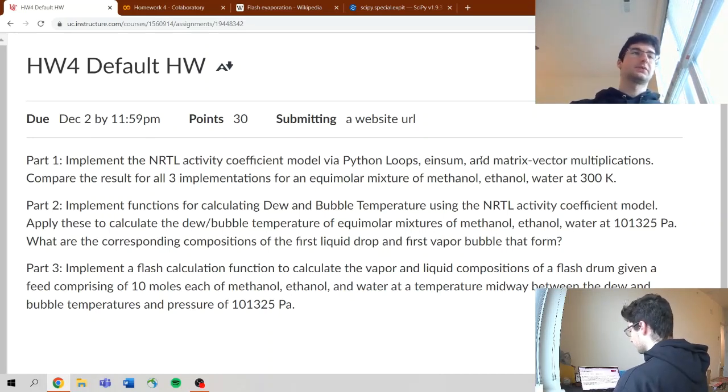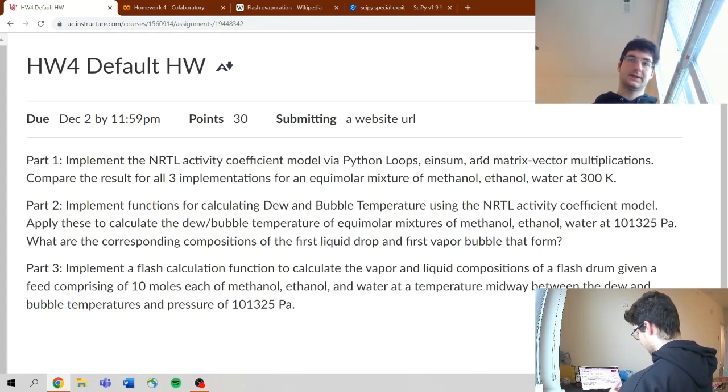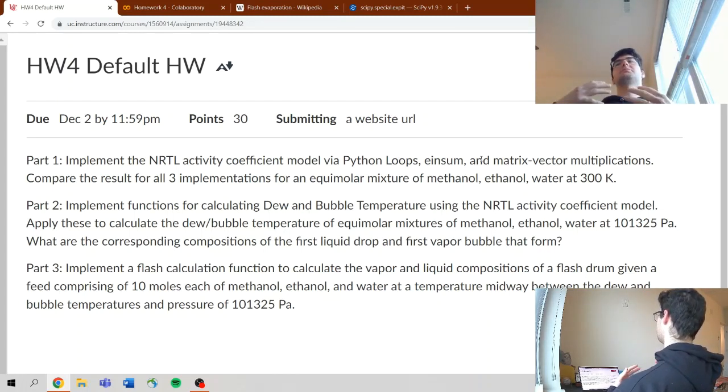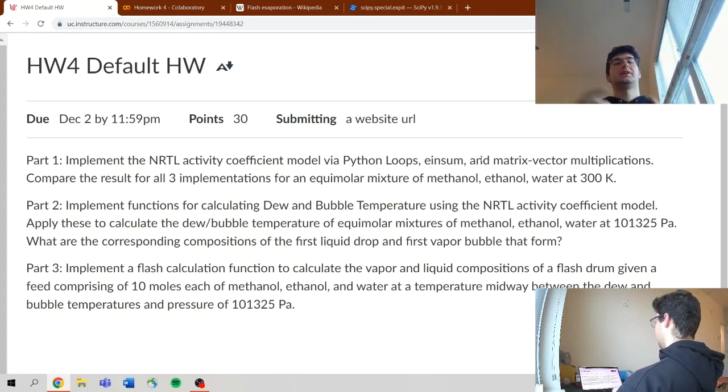Hello everyone, and welcome to part 3 of homework 4, where we're talking about implementing flash calculation functions to calculate the vapor and liquid compositions of the streams leaving a flash drum, given a specific feed. This is a build-up of the previous two parts. We're going to use the NRTL coefficient model from part 1, and the bubble and dew temperature calculations from part 2.